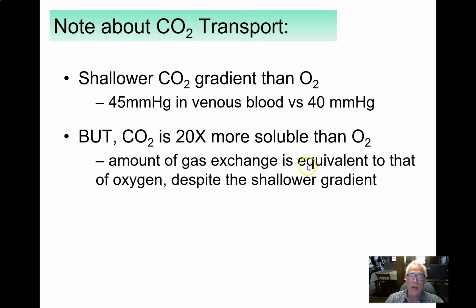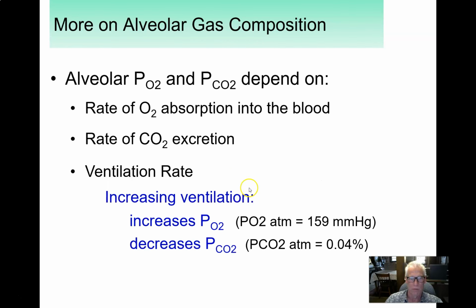Well, why is it that with such a shallow CO2 gradient, only 46 millimeters of mercury coming into the lungs in the venous blood and 40 in the alveolus, we can still diffuse just as much CO2 into the alveolus as we can diffuse oxygen out with a gradient of, say, 100 versus 40 of oxygen partial pressure? That's because, to remind you, we talked about this once before, CO2 is 20 times more soluble than O2. So we get just as much gas exchange with that shallow gradient for CO2.